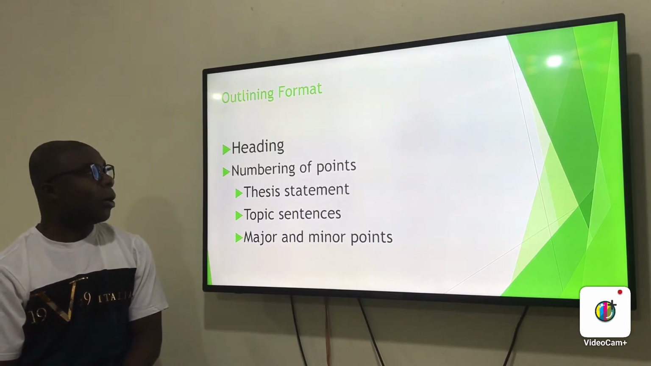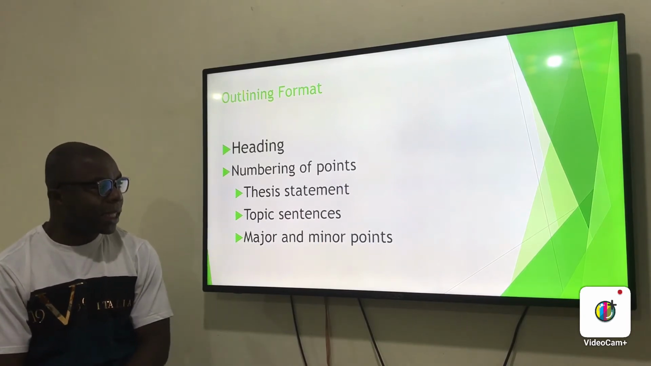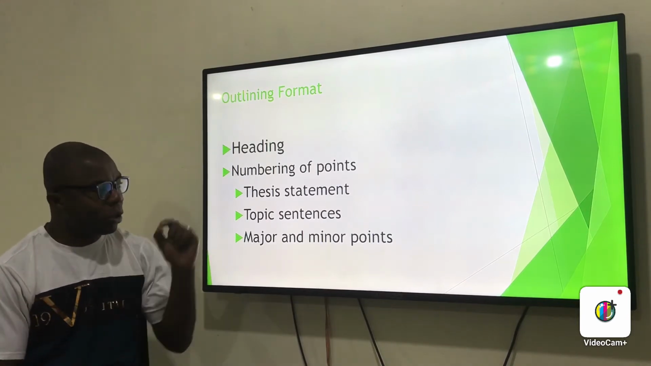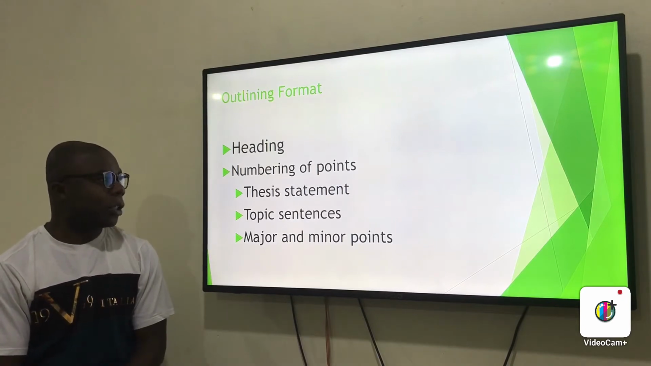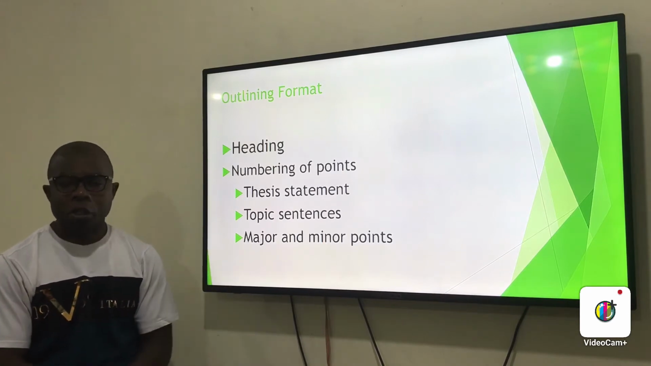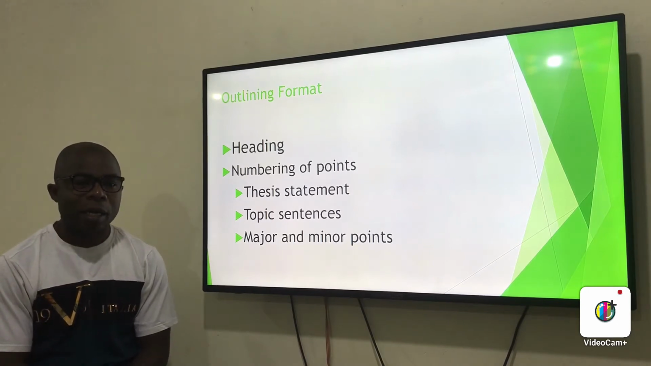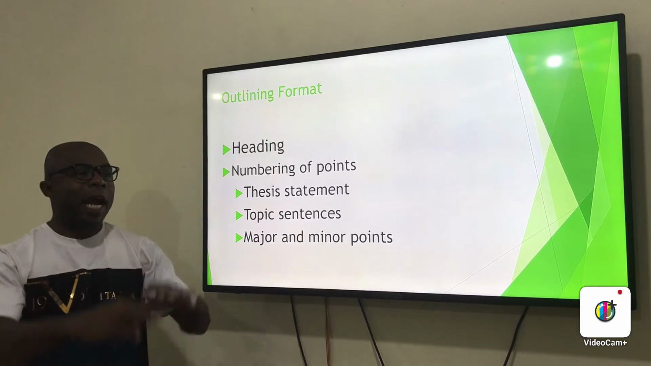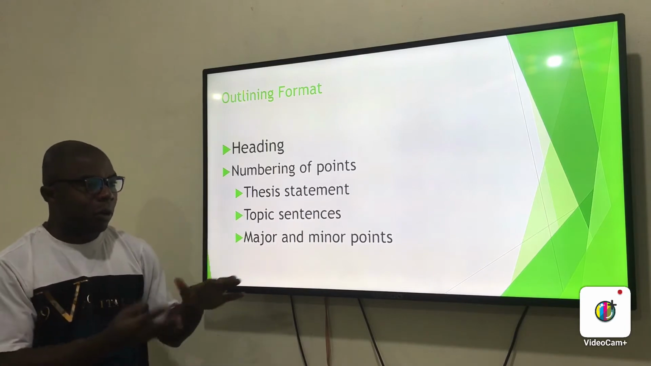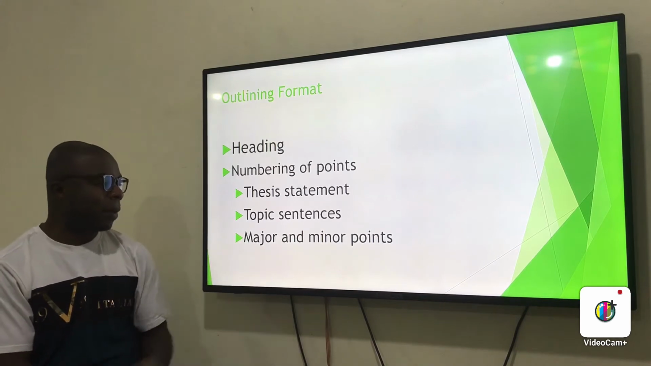And then, of course, your outline should have a thesis statement. And just as we discussed earlier, that thesis statement controls the entire composition, usually found in the introductory paragraph. Of course, your outline, the introduction, which is the first paragraph of your outline, should contain the thesis statement, the most powerful sentence that controls the entire passage. In other words, the entire passage is about that sentence. And then, of course, in the individual paragraphs, we have the topic sentences, which also go to support the thesis statement. And we have the major and the minor points.